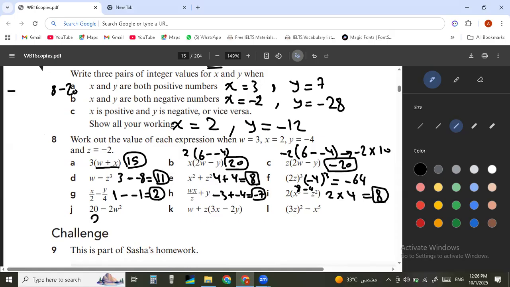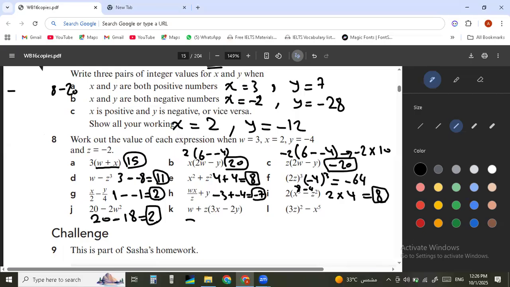Here, 20 minus 2 multiplied by w squared. So 2 multiplied by w squared is going to be what? w squared is 9. 3 squared, which is 9, times 2 is 18. Going to give us 2. 20 minus 18, which is 2.